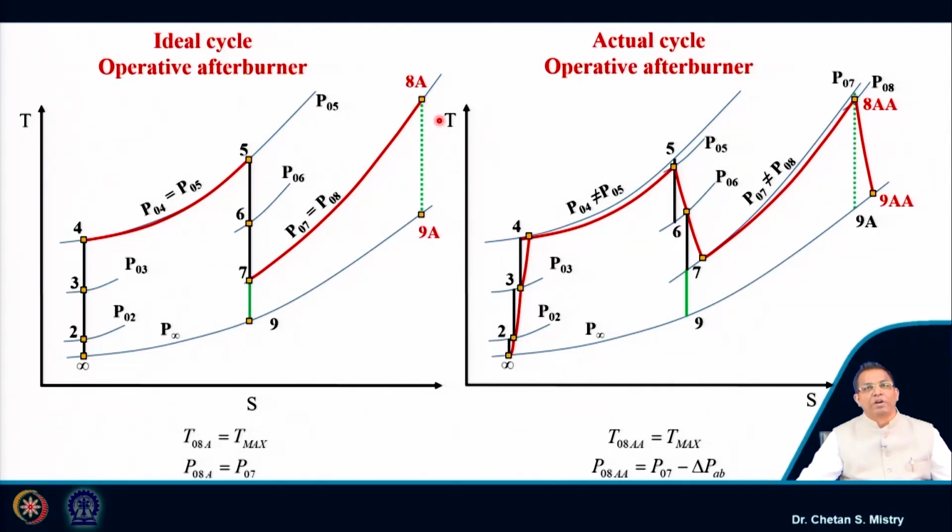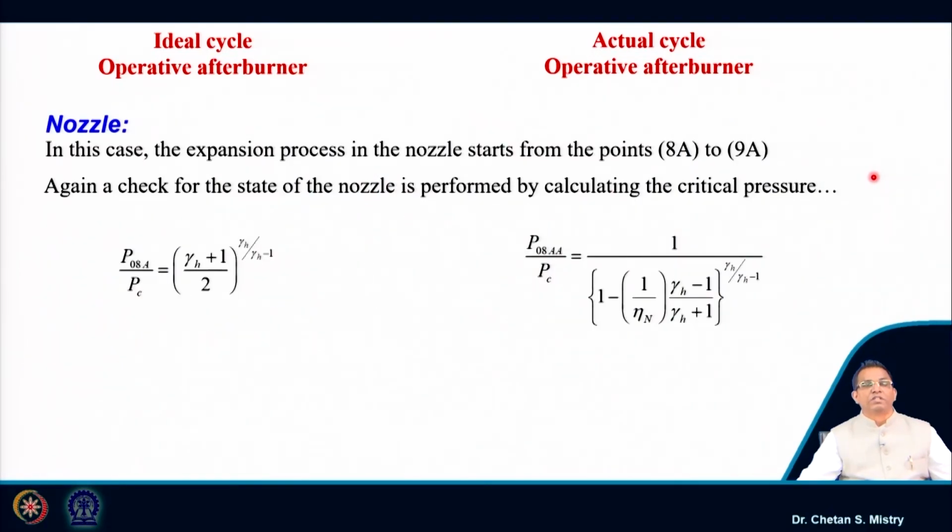I am having my expansion from 8A to 9A. In the case of actual cycle, this is separately defined as 8AA to 9AA. So, we are interested in calculating what will be my exit static pressure, my exit static temperature, and my exit static density, because we are interested in calculating the exit velocity and the exit area.